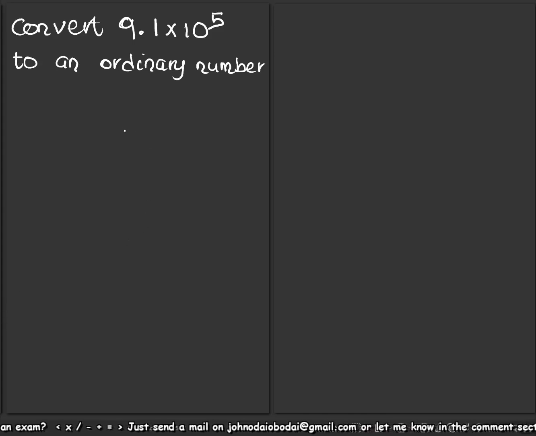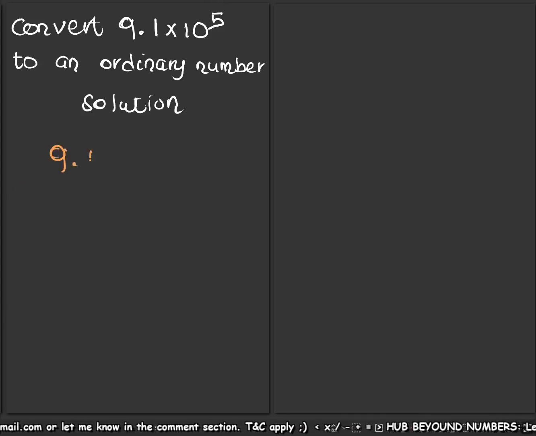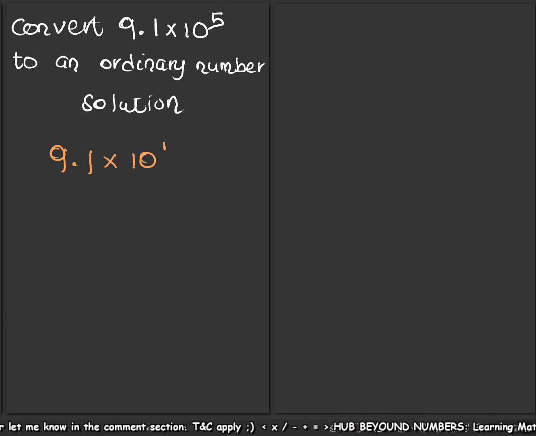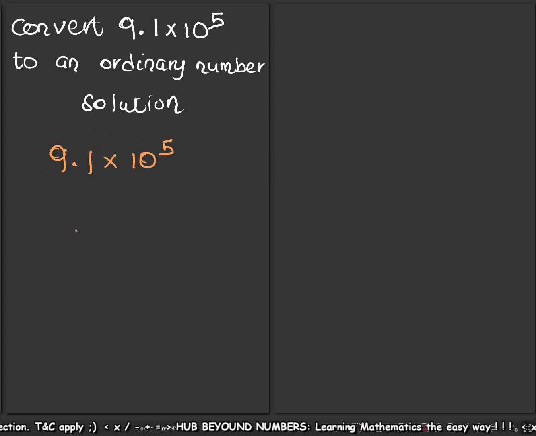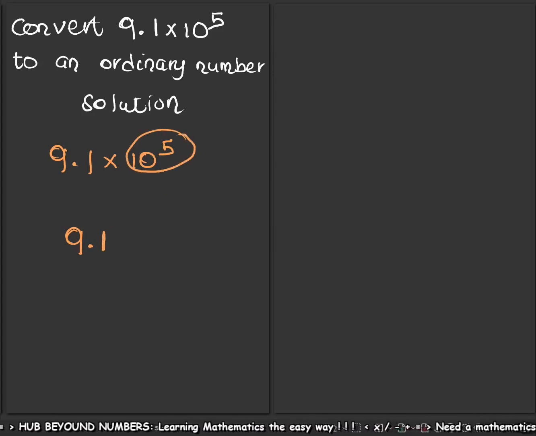For that, let's take this as an example. So we have to convert 9.1 times 10 to the power 5 to an ordinary number. So the number was 9.1 times 10 to the power 5. Now, anytime we want to convert into ordinary numbers, write your decimal. So that is 9.1. This time around, we have times 10 to the power 5.